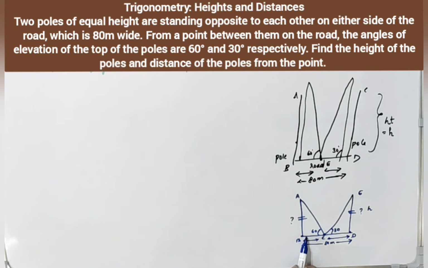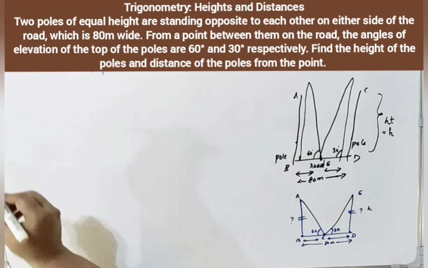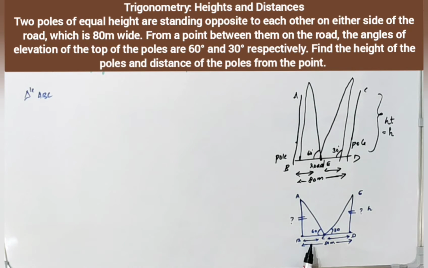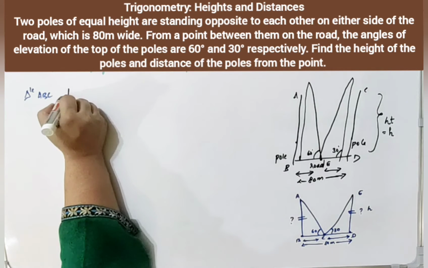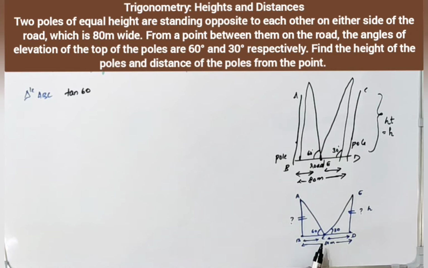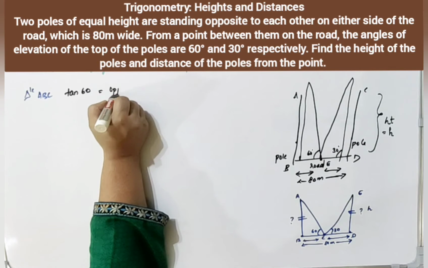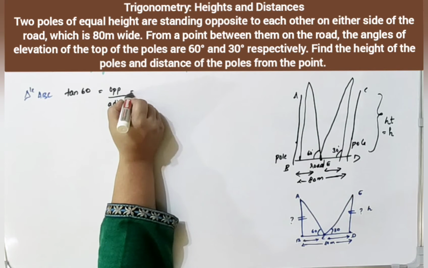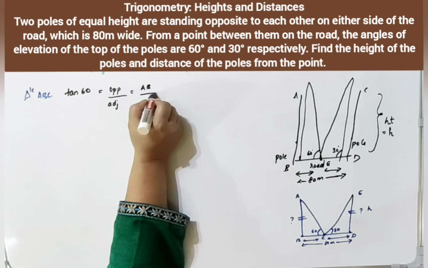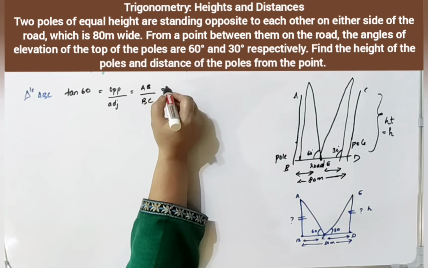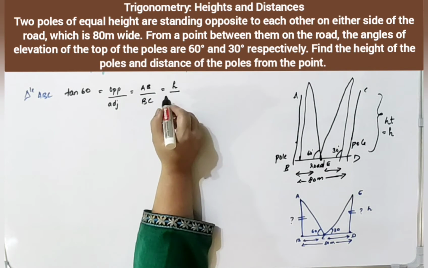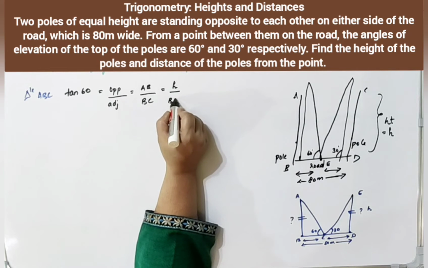Let's take the first triangle, say triangle ABC. Let's use the tan formula because we need to find the height, and we can arrive at the base, the adjacent side length. So we'll use tan 60 because 60 is the angle of elevation here, and the opposite side, tan formula is opposite side by adjacent side. Opposite side is AB by BC. What is AB? We'll call it as H, which we have to find out, and BC we are not aware, so we'll leave it like this.